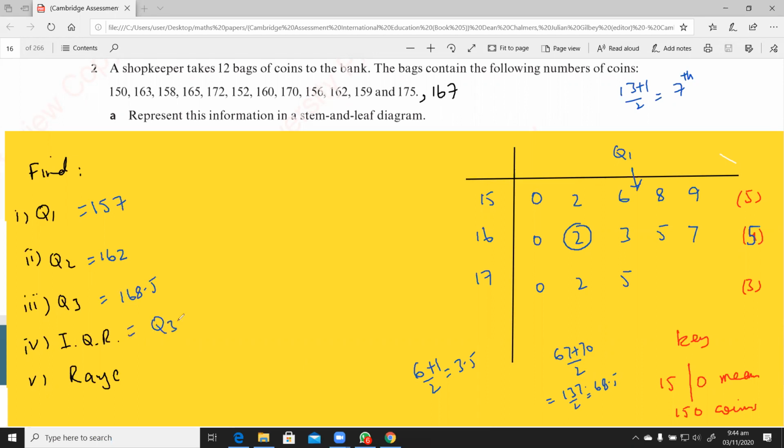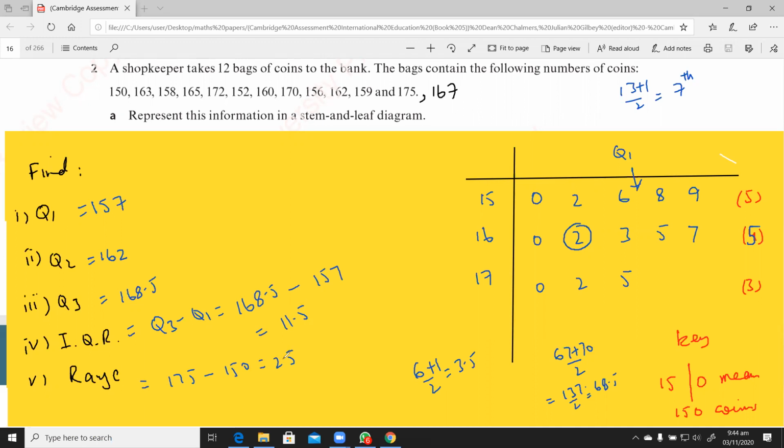What is the interquartile range? That is Q3 minus Q1, the upper quartile minus the lower quartile. So that is 168.5 minus 157, which is going to be 11.5. And the range is maximum minus the minimum, and that is going to be 25.